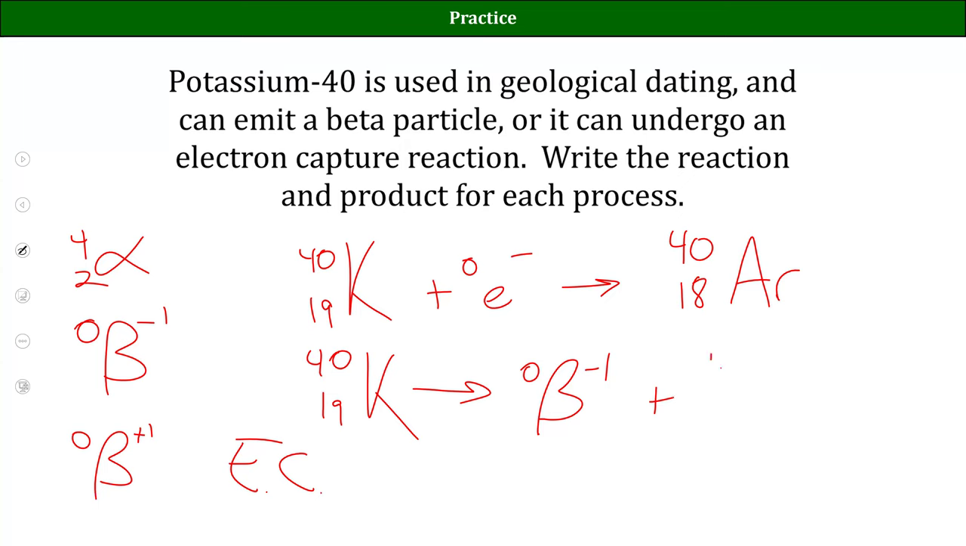So it's still a mass of 40. We took one of the, whatever that is, 21 neutrons and turned it into a proton, which then gives us calcium, I think, right?